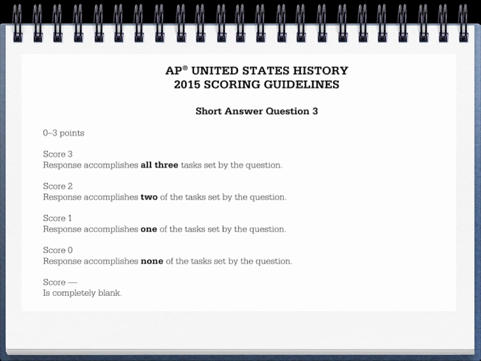Okay, now I'm going to switch gears for a minute, and we're going to look at the scoring guide, so you can see how the points are awarded. In order to get all 3 of your points, you would need to accomplish all 3 tasks set forth by the A, B, and C.